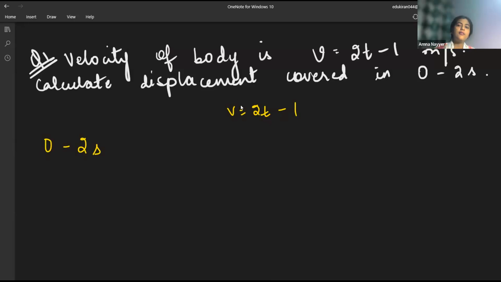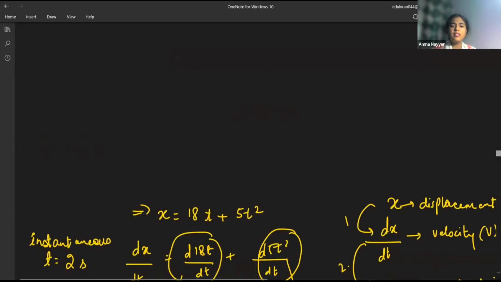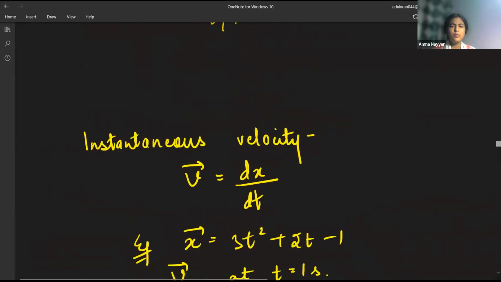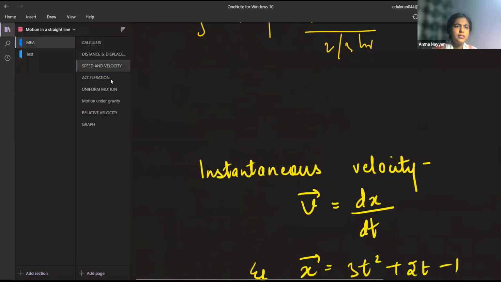Class, this involves your integration. See, units and measurements and motion in a straight line. Nabiha. Okay, I think once we have the class on integration, then I'll discuss this with you. Just this one question. This is fine.